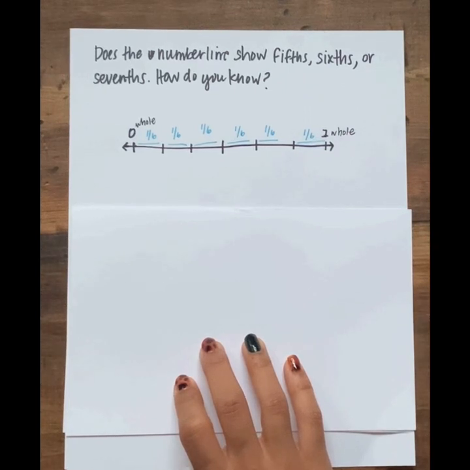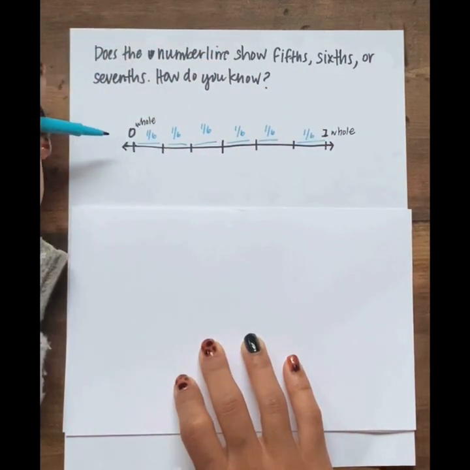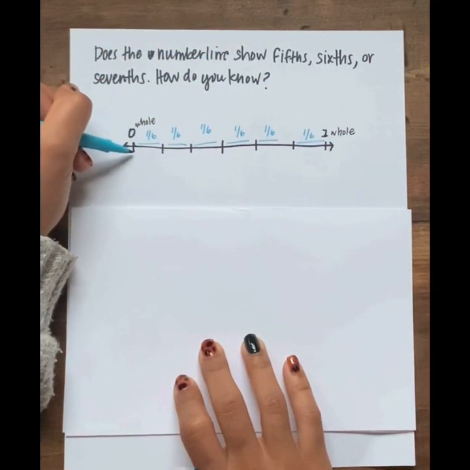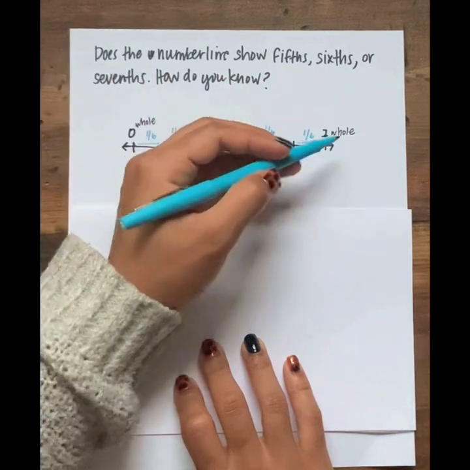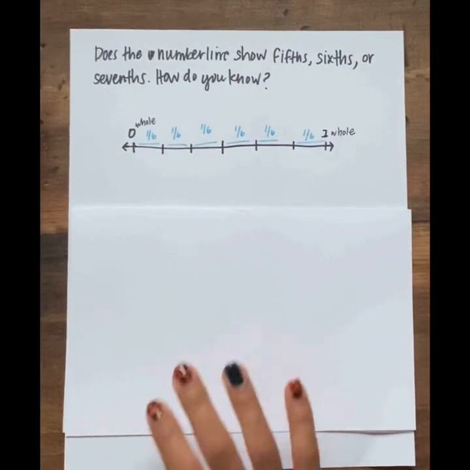How would they get sevenths? Share your idea out loud. That's right. If they got sevenths, maybe they counted all the lines on the number line, including our lines to mark our endpoints of 0 and 1. Both of these strategies are incorrect. Why?